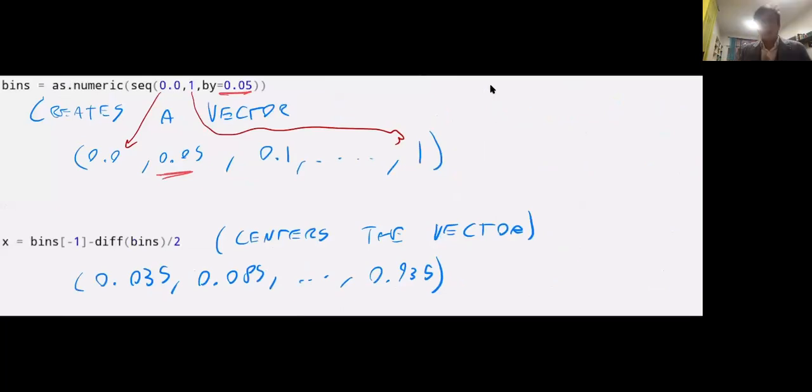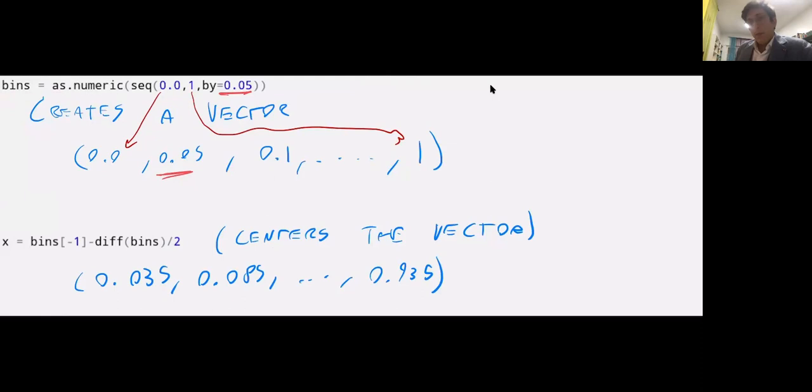So what we can create is a vector that we call bins. As you can see, this is just numeric, the way you create a general vector in RStudio. This is a sequence, which means you create a sequence that goes from 0 to 1 by 0.05. So you will have 20 of these: you will start from 0, 0.05, 0.1, 0.15, etc., up to 1.